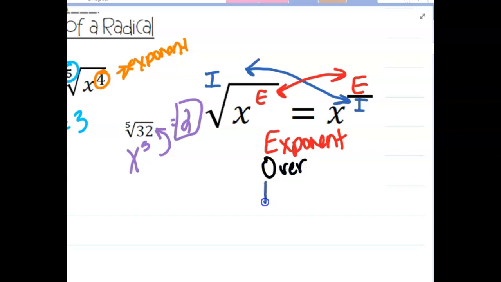Exponent over index. How you can remember this is you just think about EOI. EOI, exponent over index. That's what your fraction is going to be. Exponent over index. And you could go back the other direction. If you have a rational exponent and want to write it as a radical, you take your base, throw it underneath the radical sign, and then you have exponent over index. Okay?